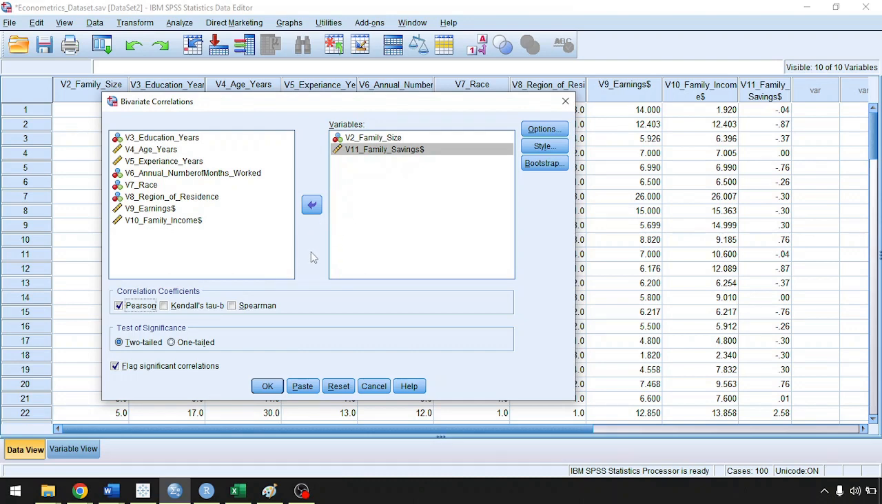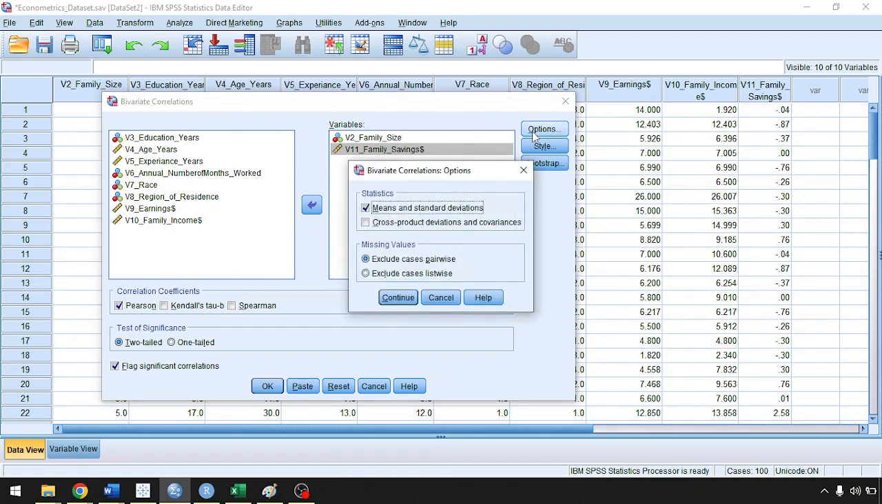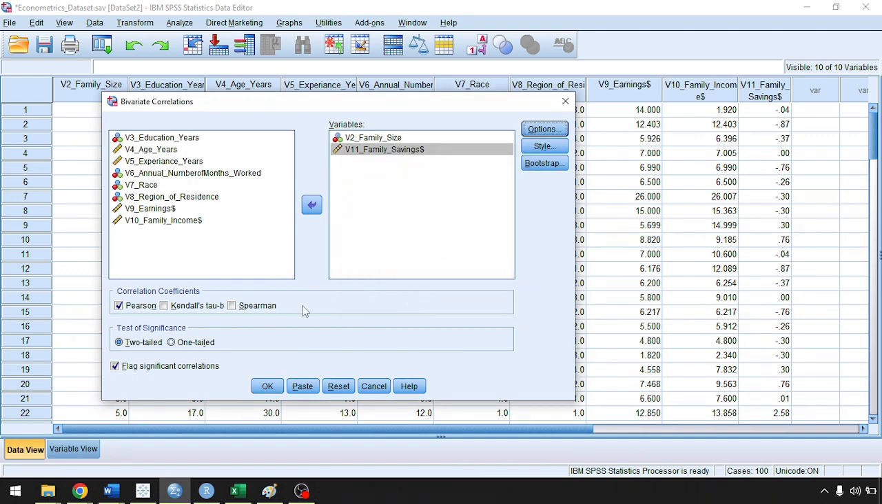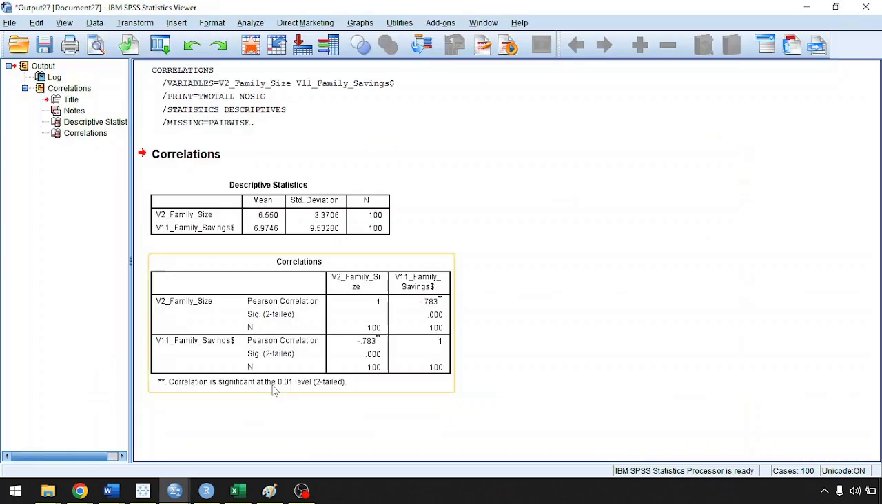All right, and so on the options, you can click on mean standard deviations. We won't be needing them, but you can select it just in case you want to look at the distribution of each of these variables if you need to. It will be a two-tailed test for the significance because we're looking at the significance on both sides of the tails. And also click on flag significant relationships in case there's something highly significant. SPSS will flag them for you. So just click on OK once you have both of the variables in the variable box, and it is going to take you to the output page.